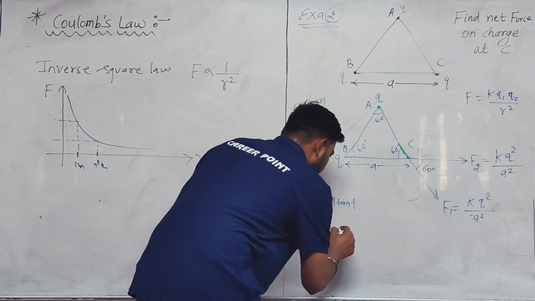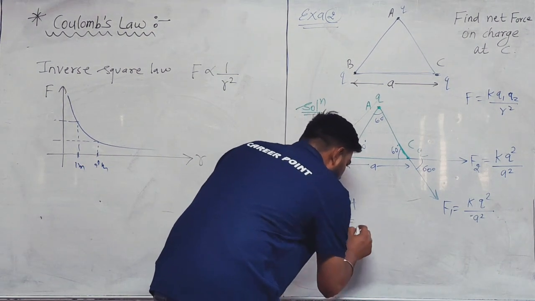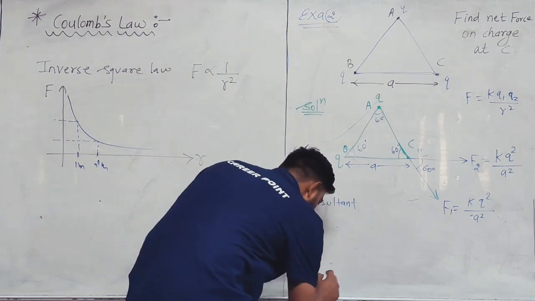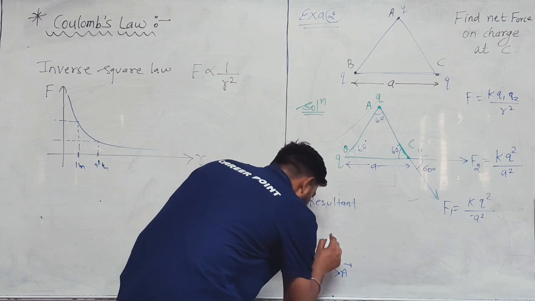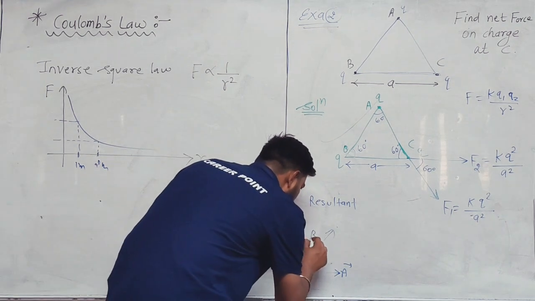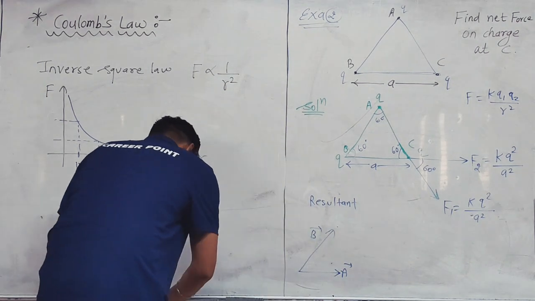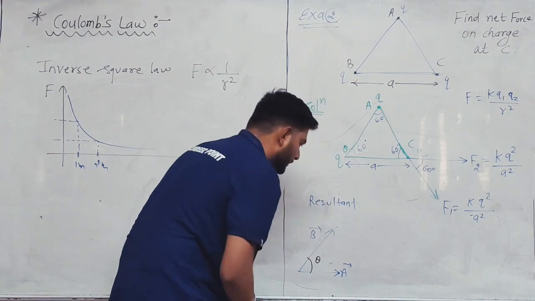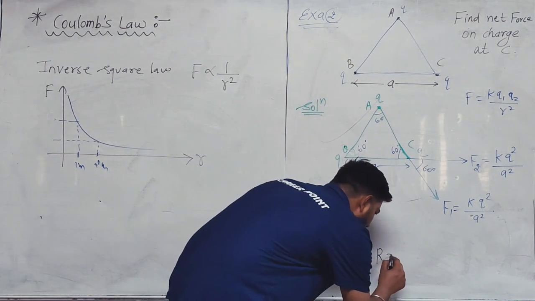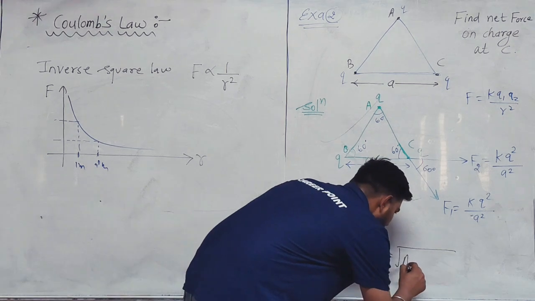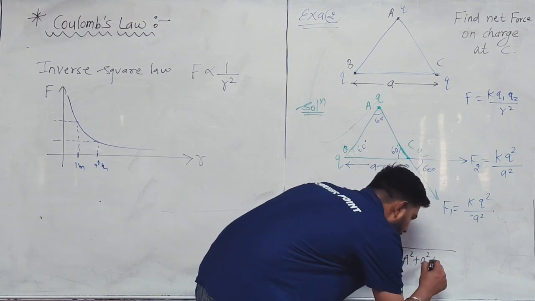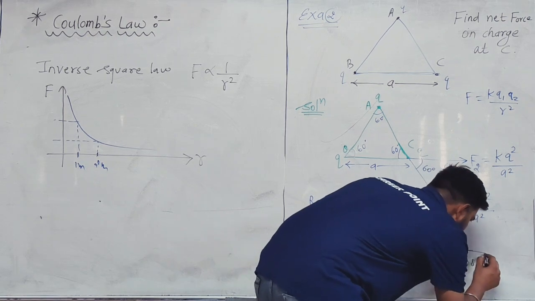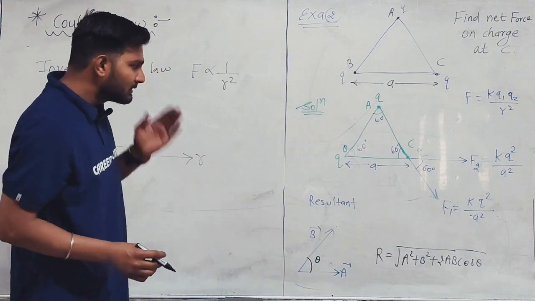Resultant vector. We know that if two vectors, let's suppose this is vector A and this is vector B, and both of these vectors are set at angle theta, what will be the resultant of these vectors? It will be the square root of A square plus B square plus 2AB cos theta. Correct? This is the resultant.